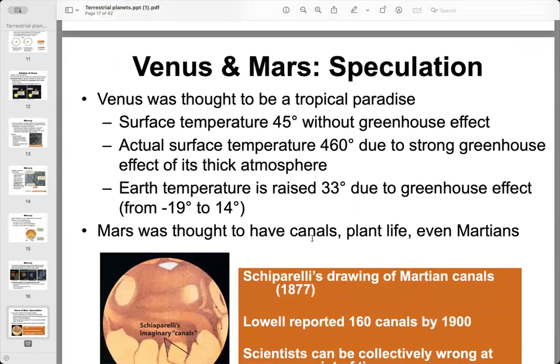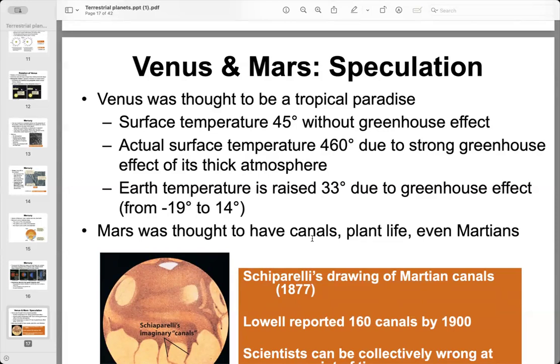Let's talk about the speculations about Venus and Mars. For a long time, it was thought that there might be living beings and civilizations on Venus and Mars. Before we knew better, Venus was thought to be a tropical paradise with nice tropical beaches. However, it turns out that the temperature is much higher due to the strong greenhouse effect of its thick atmosphere. So, because of that, there cannot be any life on Venus.